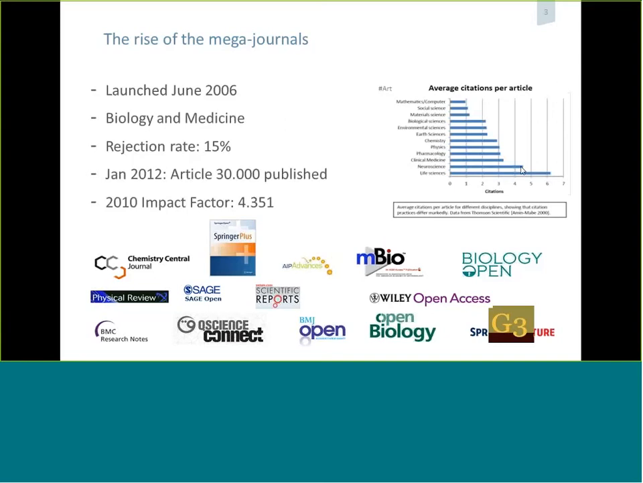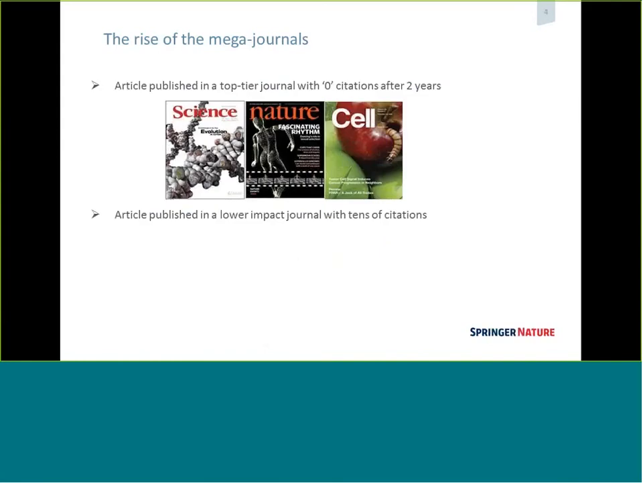So that sort of started the ball rolling around what the meaning is of the impact factor. At the same time, you could also ask the question, which article made a bigger impact? Is that an article published in a top-tier journal with 0 citations after 2 years, or virtually no citations, or an article in a low-impact journal?